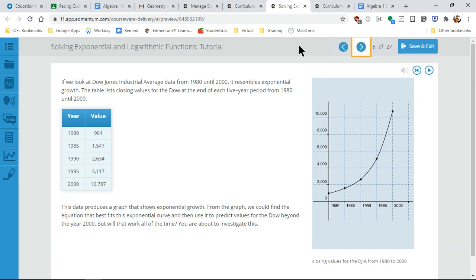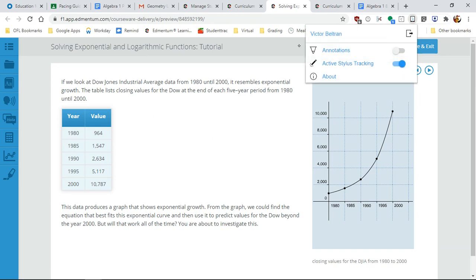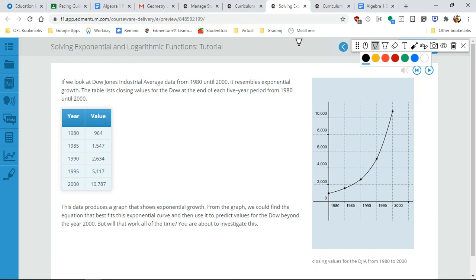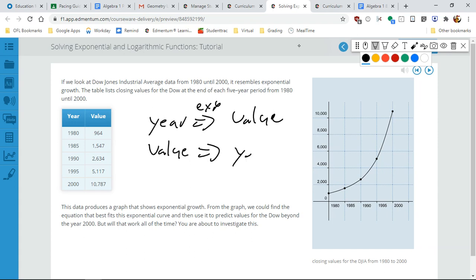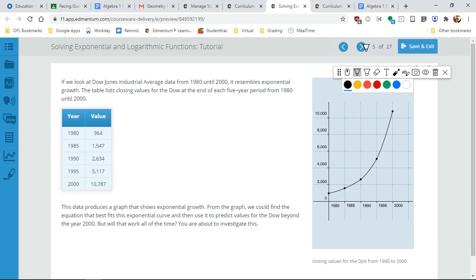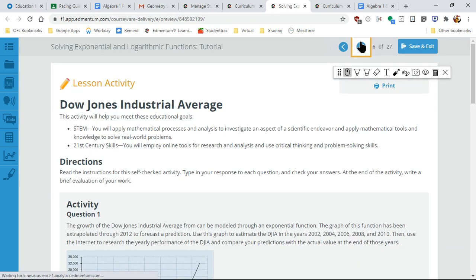So going into this, let me turn on my pen real quick. So if we're going from year to, what are we talking about here? To value, year to value, this is going to be an exponential function. But if we want to go from value to year, we're going to have to use the inverse of that, which is a log function. So let's get into this.